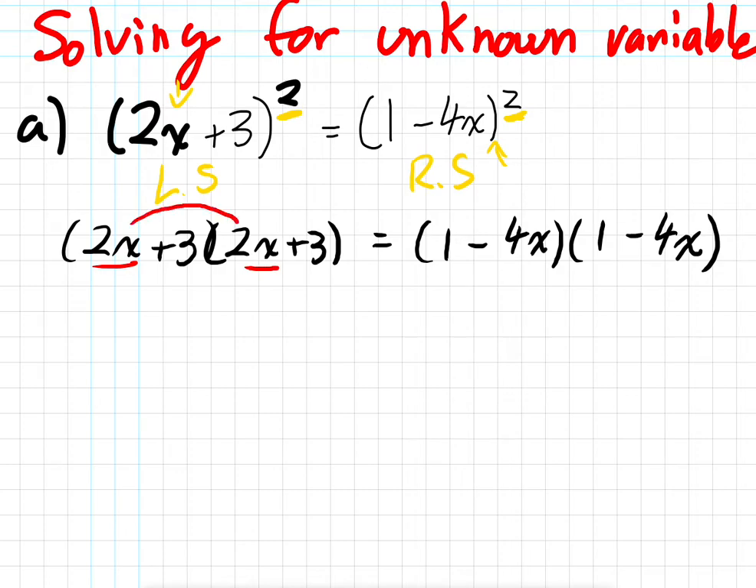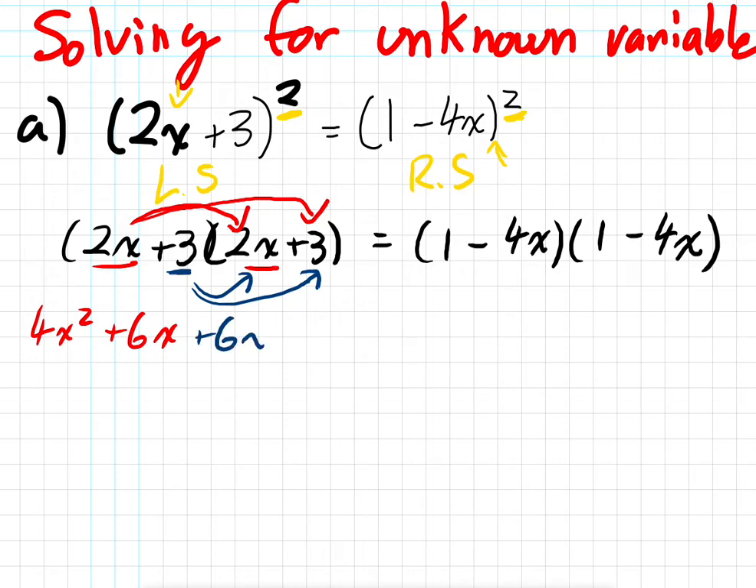Yeah, absolutely. So we take the first term in the first set of brackets and we're going to multiply it by both. And then we're going to take the second term in the first set of brackets and multiply it by both. So I'll quickly jump through the x squared, 2x times 2x will give us 4x squared. And then 2x times 3 gives us 6x. Same idea, 3 times 2x will give us 6x, and then 3 times 3 gives us 9. Okay, so we're set up here.